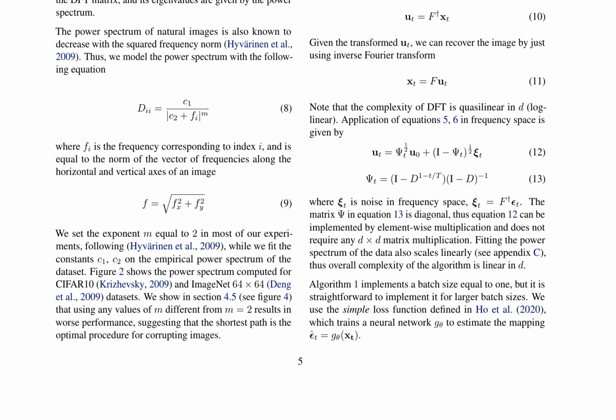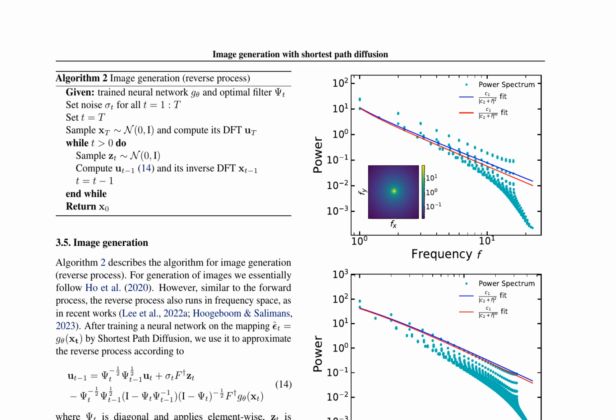To apply this process to real images, the covariance matrix of their distribution is required, which can be computationally expensive. However, for translation invariant distributions, the covariance matrix can be computed using the discrete Fourier transform, DFT, matrix and the power spectrum of the data. The power spectrum of natural images is known to decrease with the squared frequency norm, and the authors model it using an equation with an exponent m, which they set to 2 in most experiments. They fit the constants C1 and C2 on the empirical power spectrum of the dataset. The authors provide an efficient algorithm for shortest path diffusion, which scales linearly with the dimension of the data.